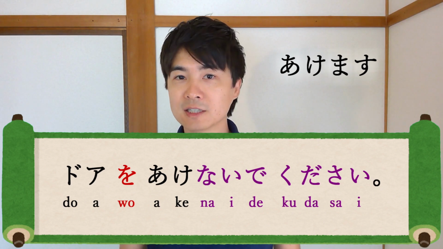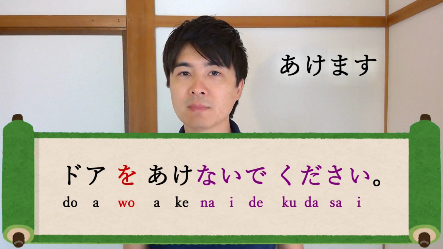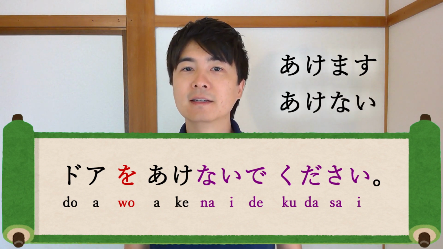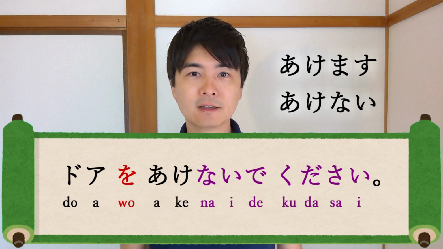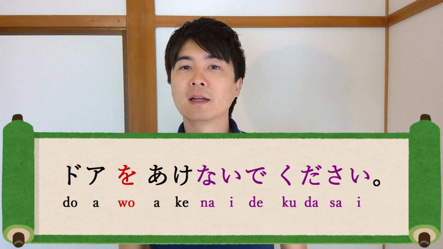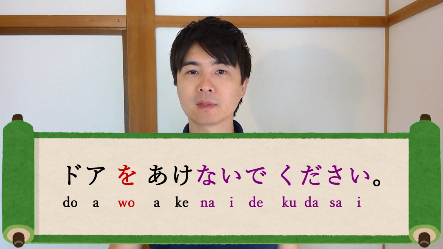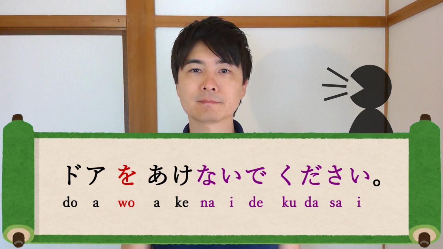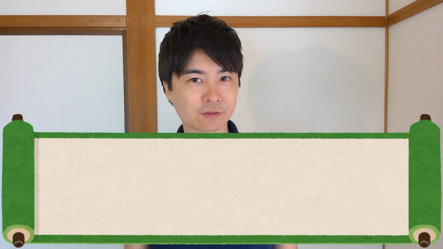開けます is an 一段 verb. So in order to make it into the nai form, we simply need to change ます into ない。Then 開けます becomes 開けない。So please don't open the door is ドアを開けないでください。Please repeat after me. ドアを開けないでください。Okay, good. Let's proceed to the last question.